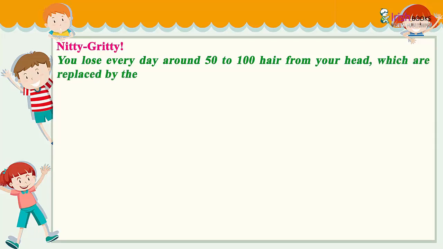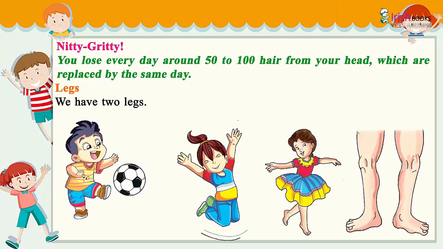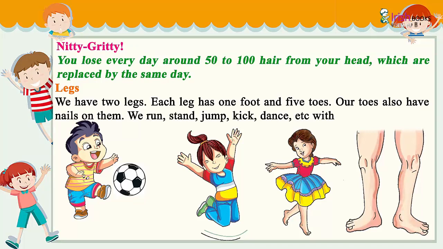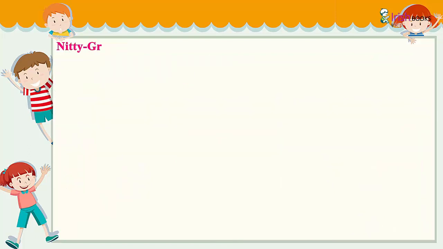Legs. We have 2 legs. Each leg has 1 foot and 5 toes. Our toes also have nails on them. We run, stand, jump, kick, dance, etc. with the help of our legs. Nitty-gritty. You are taller in the morning than you are at night.